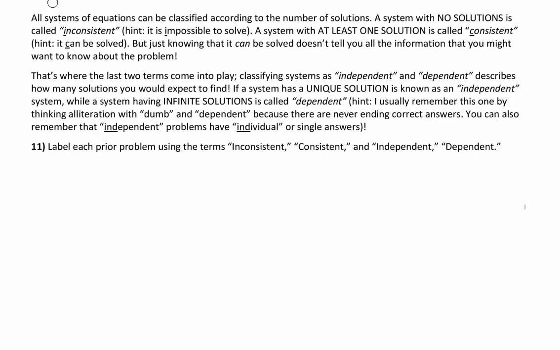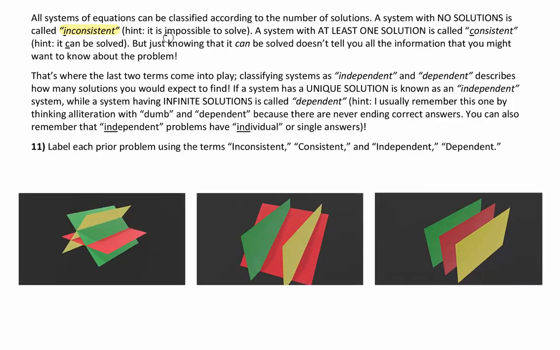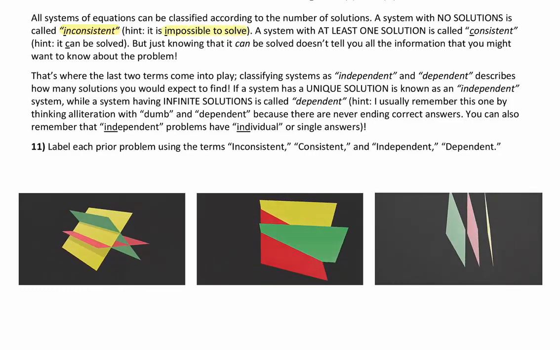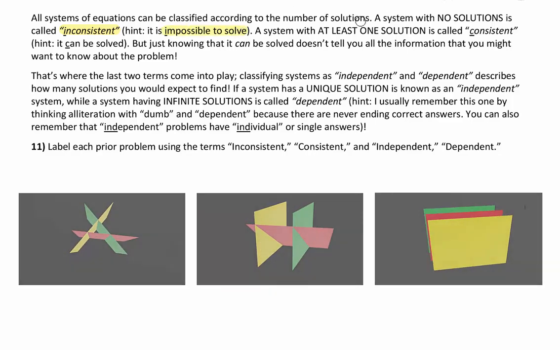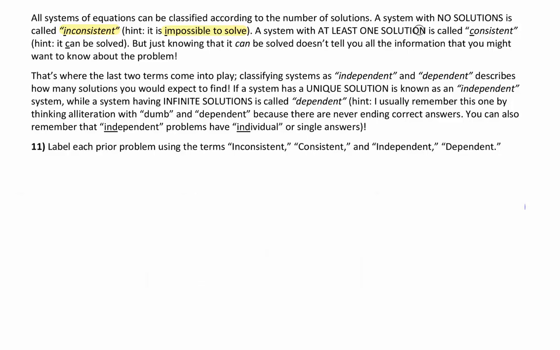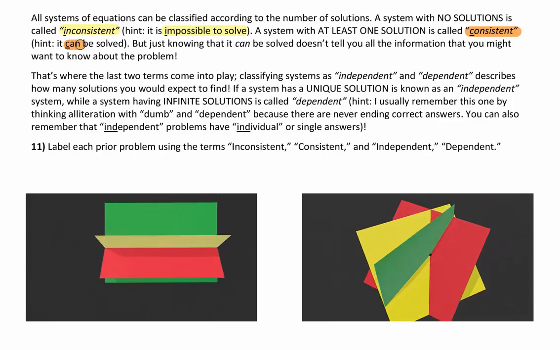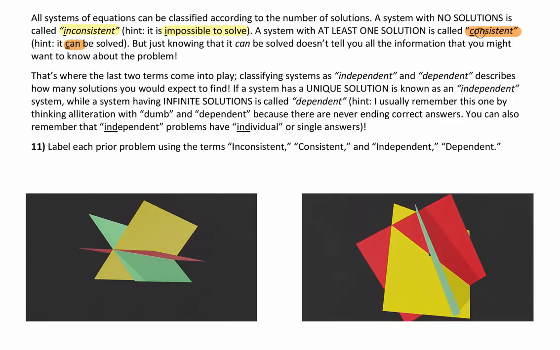Every system of equations can be classified according to how many solutions it has. A system that has no solutions is called inconsistent. If you have a highlighter, that might be worth highlighting here. It has no solutions. We call it inconsistent. I typically like to think about that as being impossible to solve. If we have at least one solution, if it is solvable, that gets defined as being consistent. So I think about can being solved if it's consistent.